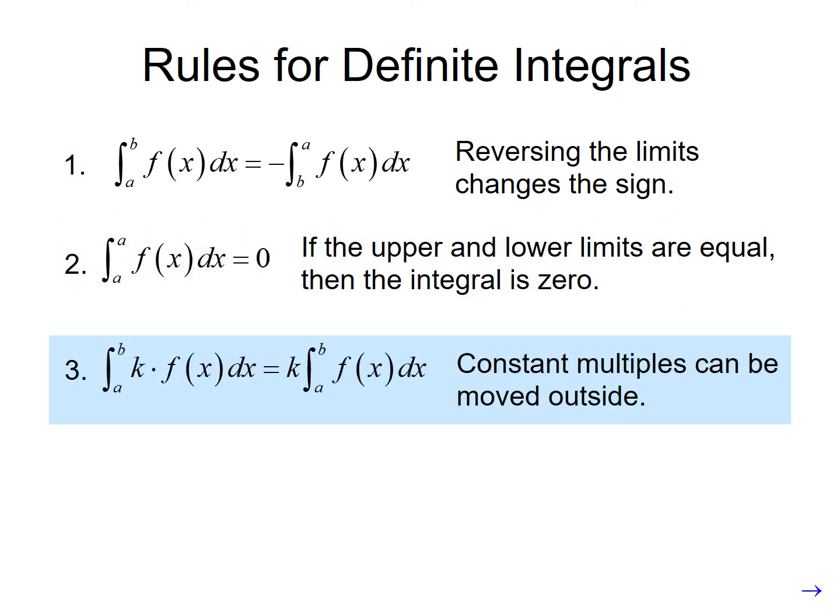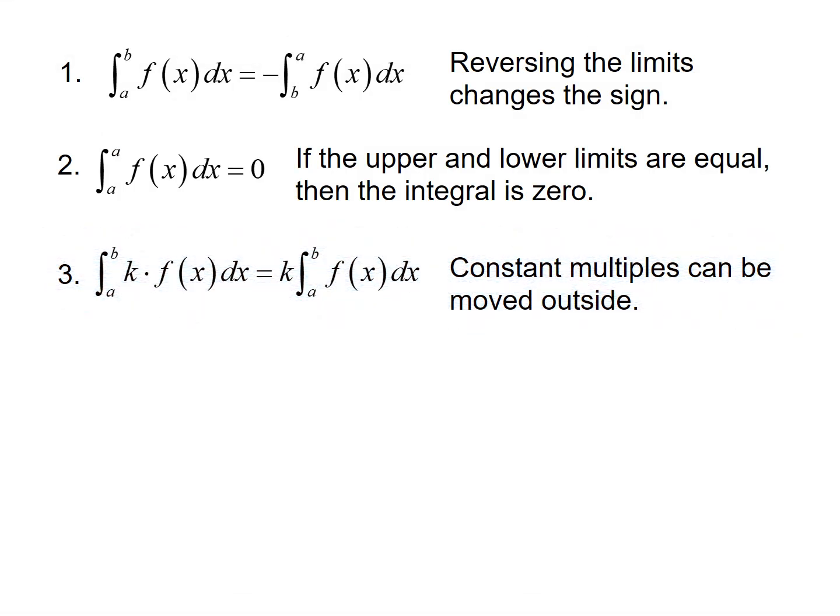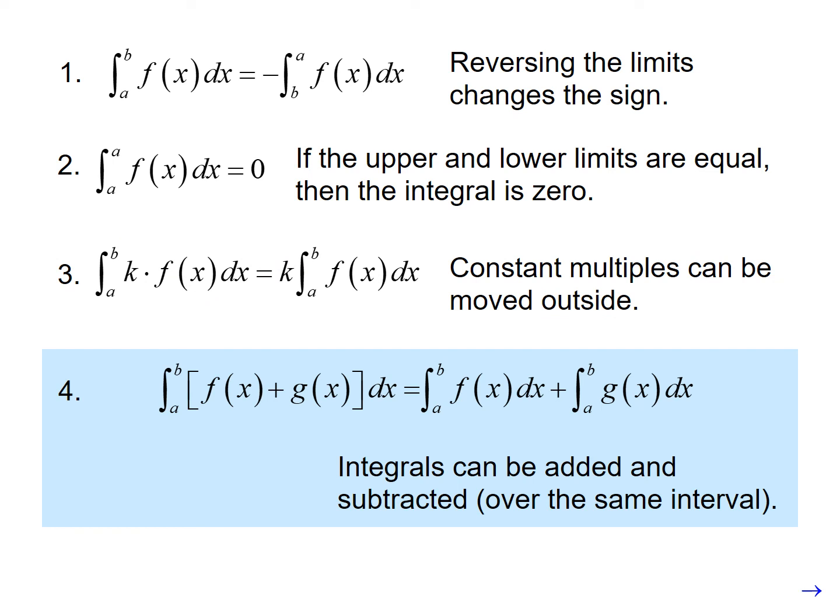If we have constant multiples, we can move those inside or out of the integral. We can add and subtract functions within an integral. So the integral from a to b of f plus g is the integral of f plus the integral of g.